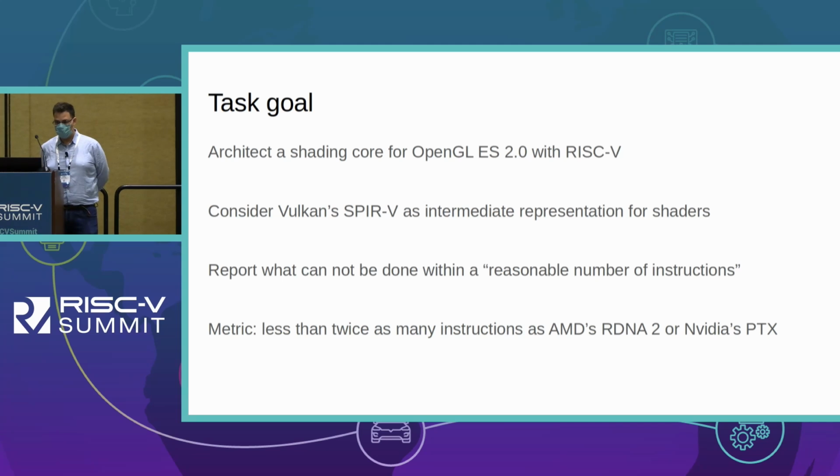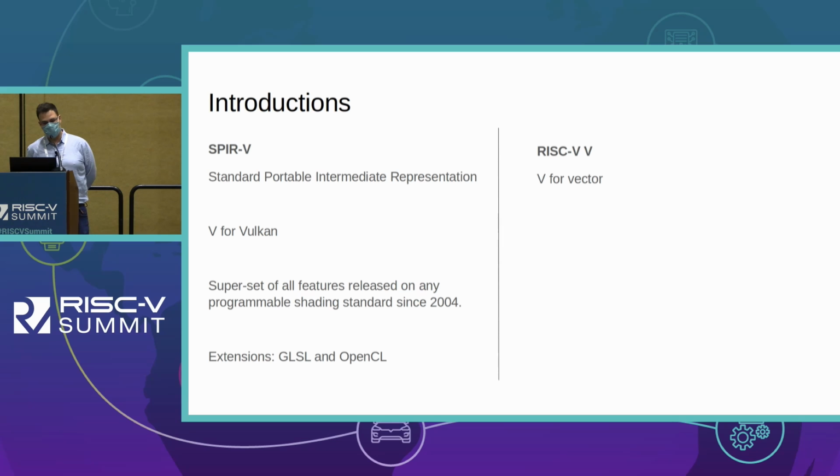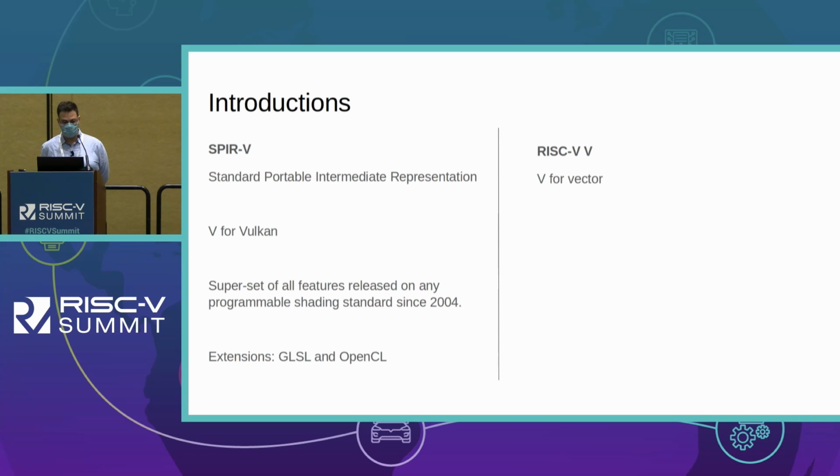And well, first of all, let's make a couple of introductions. On the left-hand side, we have SPIR-V, which is a standard portable intermediate representation, and the V stands for Vulkan. It's actually a superset of all the features released on any programmable shading standard since 2004, which is a lot of functionality, actually more than we need for this task. And it's got extensions for GLSL and OpenGL. And on the right-hand side, we have RISC-V V that I don't think needs many presentations in this venue. And we are going to try to match the functionality from the left-hand side into stuff from the right-hand side.